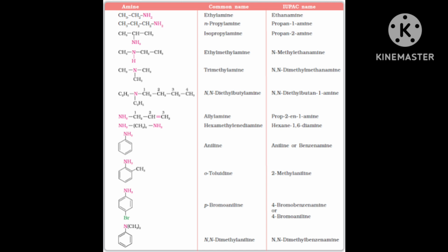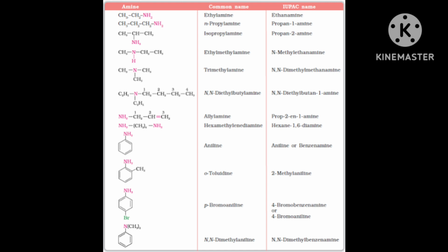Now I will tell you some examples of common names and IUPAC names for some amines. The rule I told you, but now I am giving examples, common name and IUPAC name. For example, CH3CH2NH2. Here 2 carbons are attached. The common name is ethyl amine, and the IUPAC name is the full alkane name, but here you have to remove the E and add amine, meaning ethane amine.